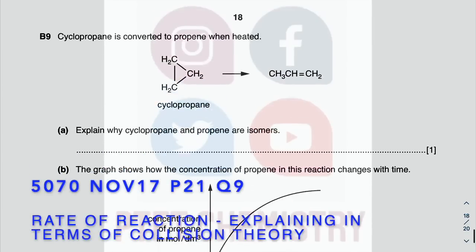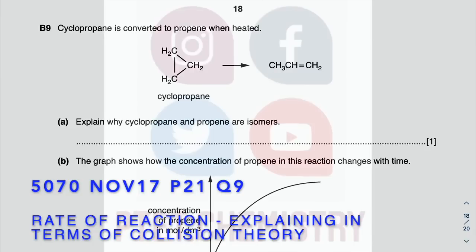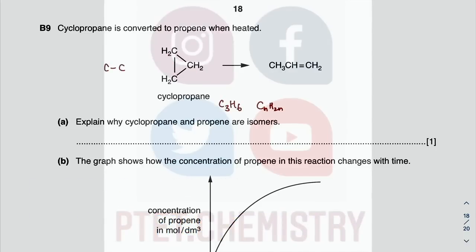So moving on, cyclopropane. Cyclopropane, I think you will realize here, is C3H6. You realize it's CnH2n. You think it's an alkene, but it's not. It's an alkane because the carbons are saturated. It's a saturated hydrocarbon. But you can convert it to propene, which is also C3H6, which is also CnH2n.